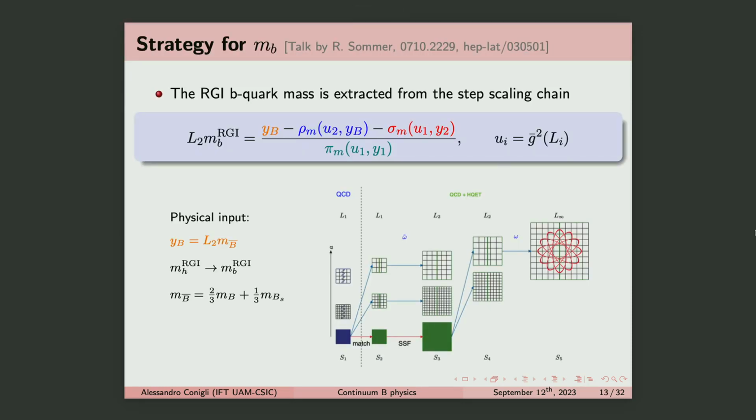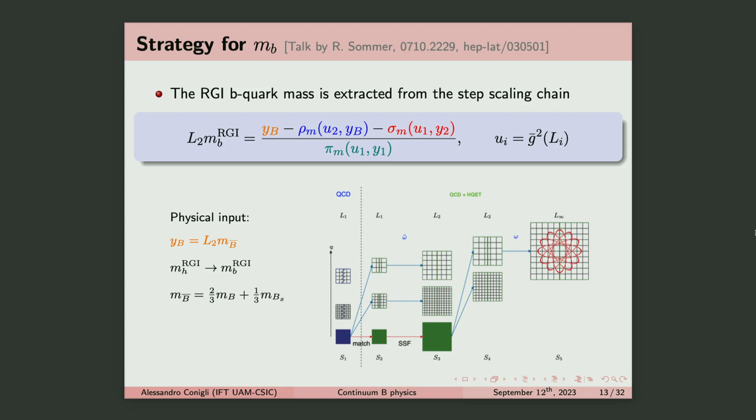And I will start from showing you the results for the B quark mass determination. Again, I'm showing you here the master equation with the physical input y_B, which is the flavor average combination between the B and B_s masses. We have the step scaling functions rho and sigma, and the conversion factor pi m. And again, I'm showing you the volume involved.